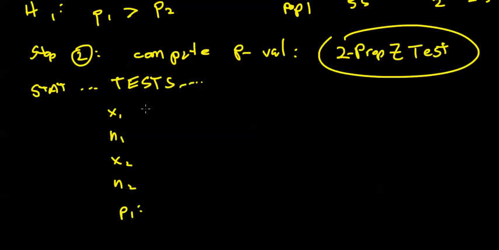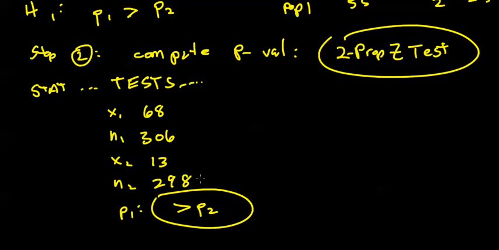X1 is 68. Remember, group 1 is the over 55 group. The sample size for the over 55 group is 306. For the under 25, the raw count of black and white dreamers is 13, and the sample size for the under 25 group is 298. And again, we're testing that P1 is greater than P2, so you want to highlight and select greater than P2, and then highlight and select your Calculate command to get the following p-value in the output screen.